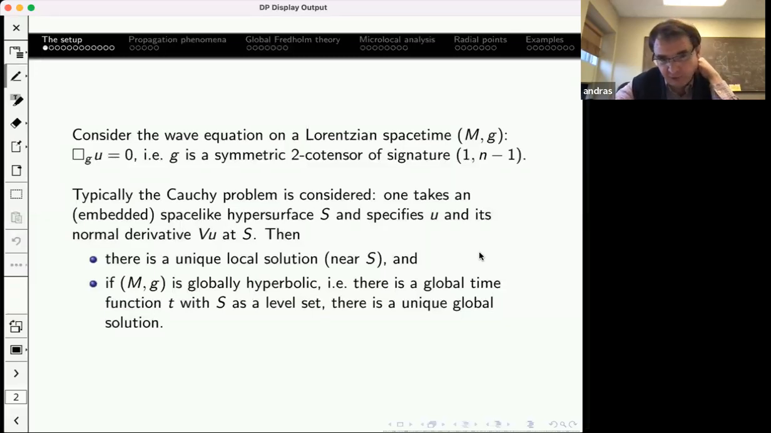Usually for wave equations, a PDE person thinks of Cauchy problems, going back probably at least to the 18th century, so before Cauchy. Here you take an initial hypersurface S, and you specify the unknown function u that you're trying to solve for and its normal derivative at S. Then one has a unique local solution, and under a global assumption, global hyperbolicity, which basically says there's a global time function and S is a level set, there's a unique global solution. I mean, there are different ways of phrasing this. So that sounds nice and simple.